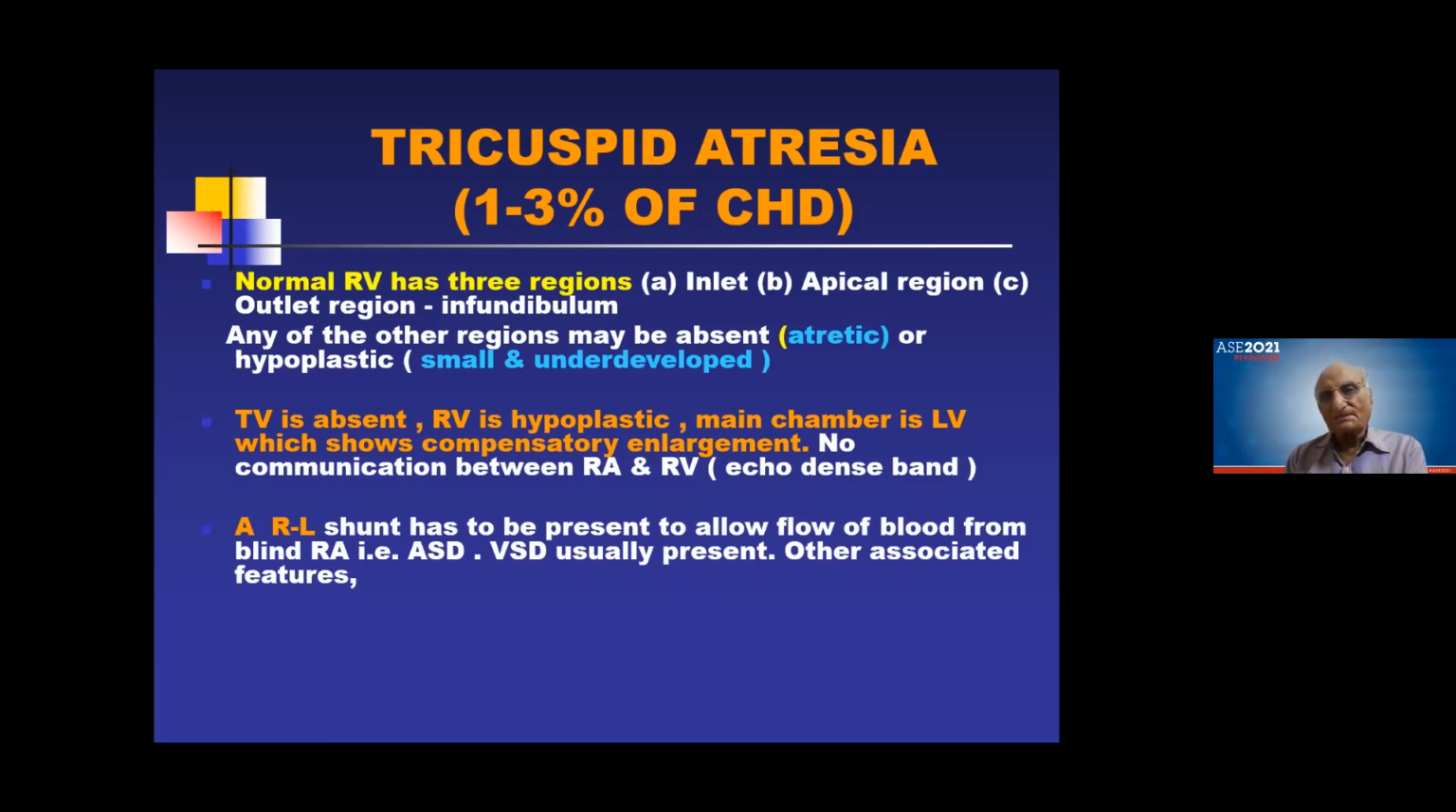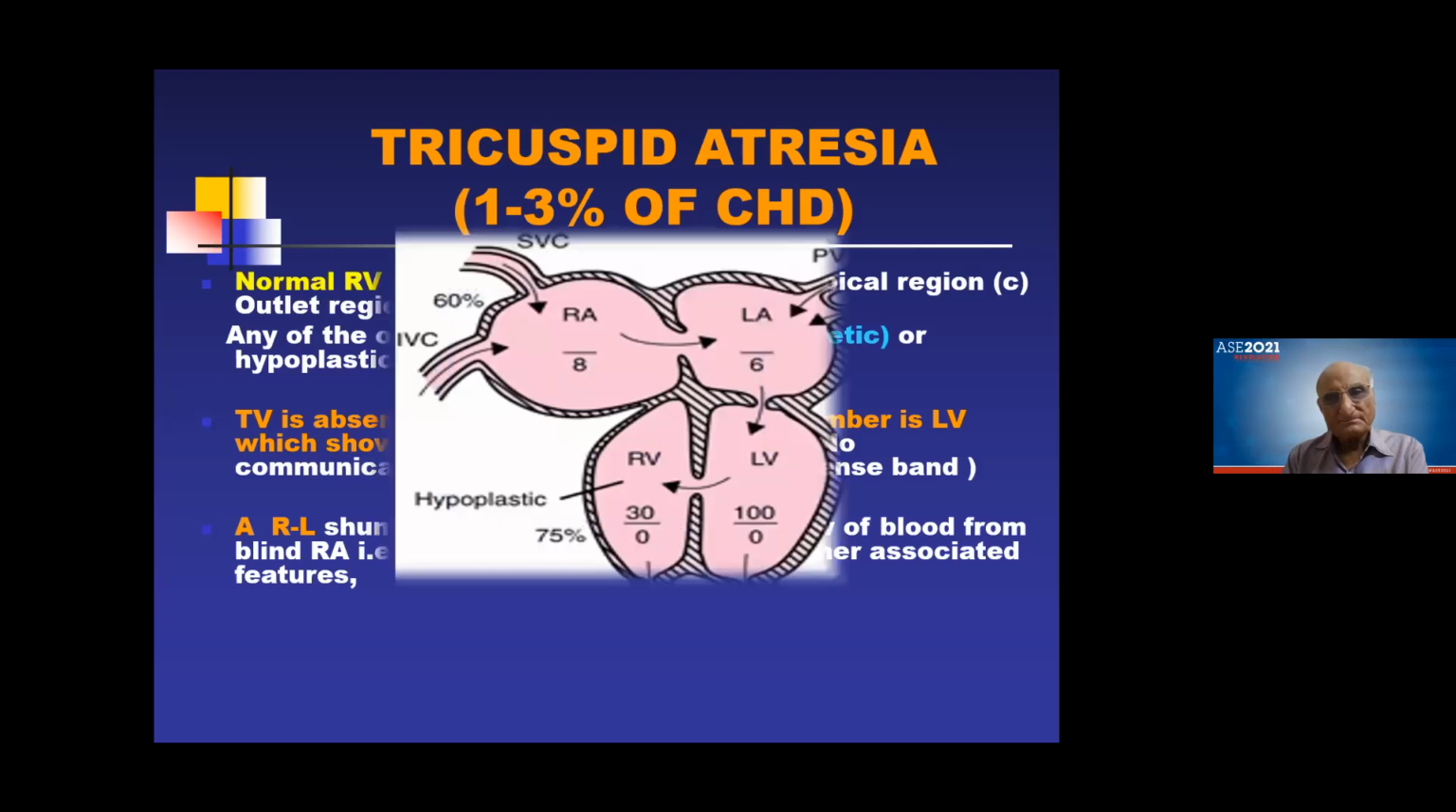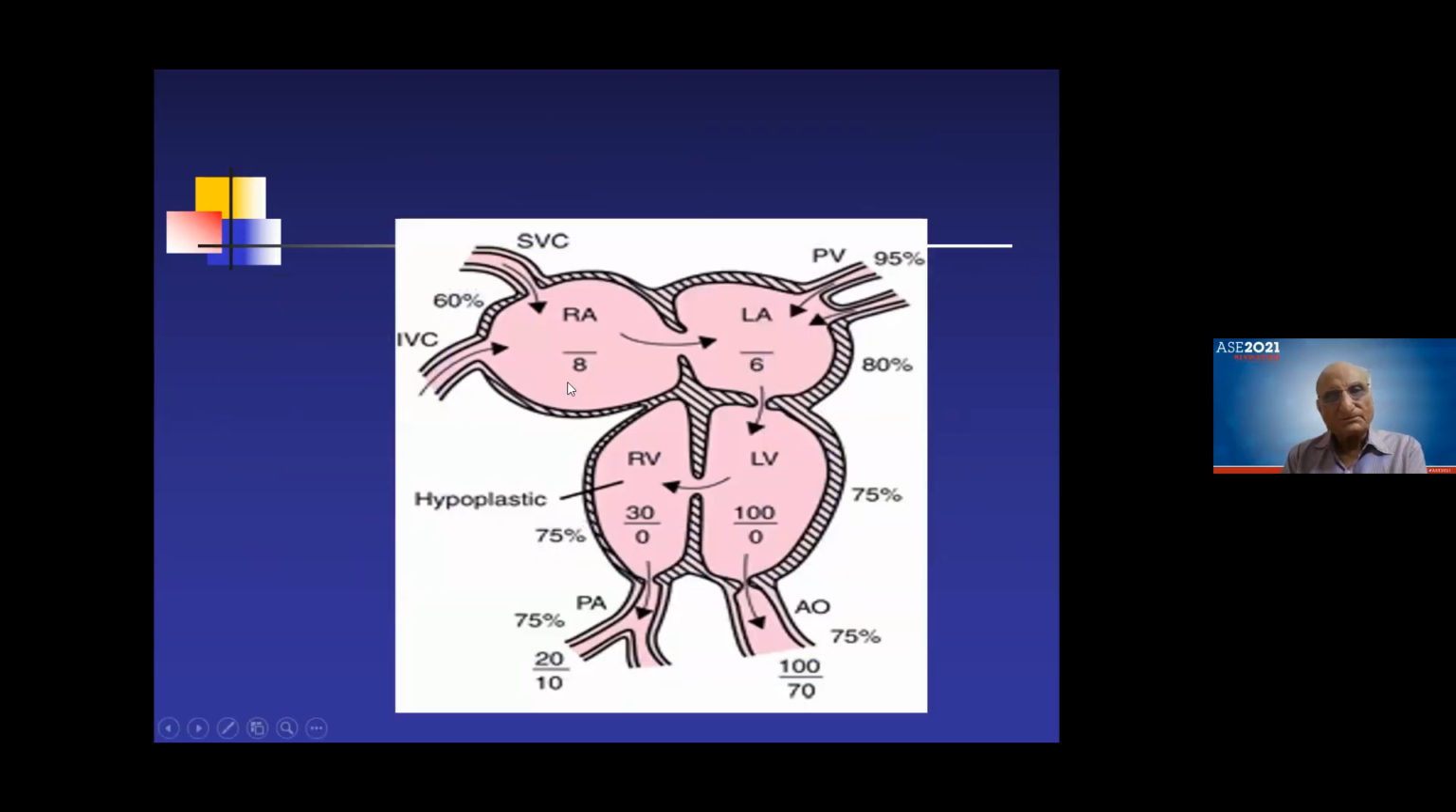Otherwise, no blood goes anywhere, so the patient cannot survive even for a single minute or so. So I'll show you now. What we have tried to show you, this is the RA. There is no connection between the RA and the RV, so there has to be an ASD. The blood goes to the LA, which receives the pulmonary venous blood. It goes through the mitral valve to the LV.